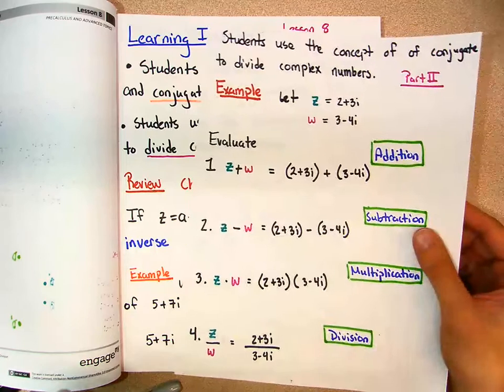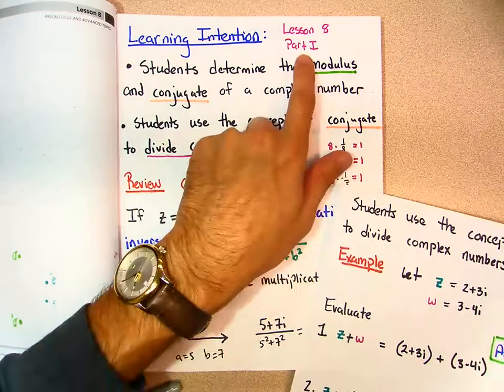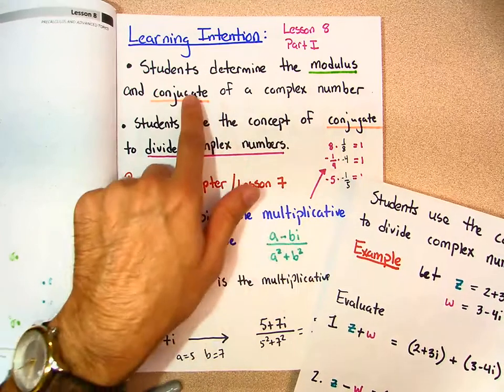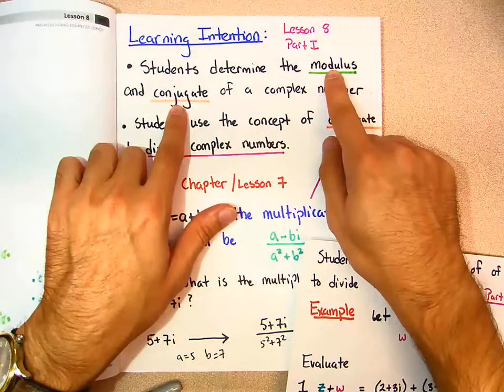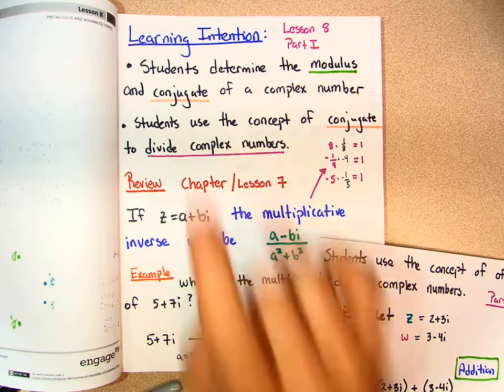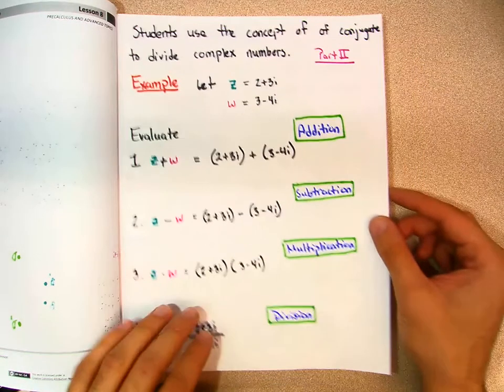All right, welcome back. When we first started in part one, this was our goal, right? And students determined the modulus and the conjugate of a complex number. We were successful with that. Game plan for part two is how do we divide complex numbers? So let's take a look and see what I mean.